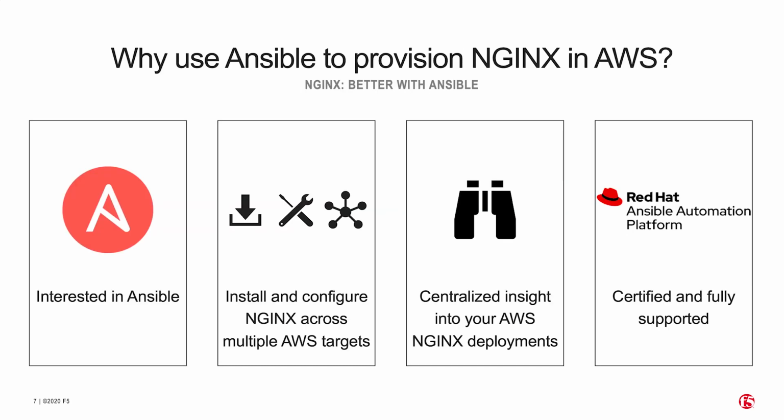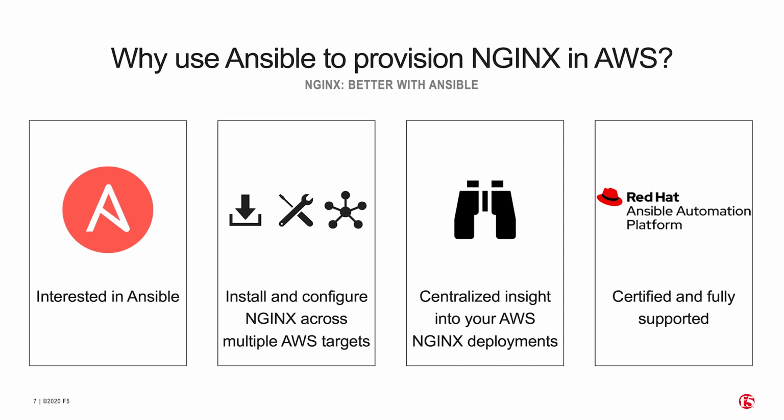So hey, you've been reading about NGINX, you need a web server, a reverse proxy, or maybe, who knows, an API gateway, and you've decided to give NGINX a try. Or perchance, you're already a long-time user of NGINX, and just deployed a fresh set of EC2 instances on AWS. Why would you use Ansible to provision NGINX? Well, I hereby present you with 4 reasons. Number 1, you're already interested in Ansible, otherwise you probably wouldn't be watching this session.